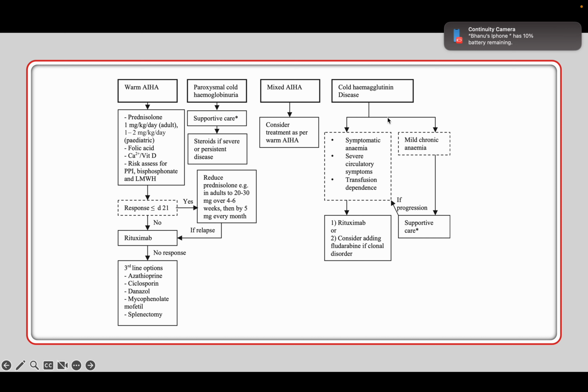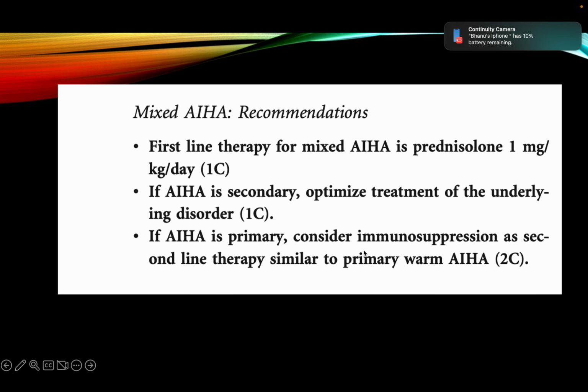In the case of cold hemagglutinin disease with symptomatic anemia, you give transfusion, and mainly supportive care, especially avoiding cold exposure, giving socks, and pre-warming the blood that you give. For management, rituximab is the main drug that can be used for cold hemagglutinin disease. Along with that, you can add fludarabine, especially if there is a clonal disorder.